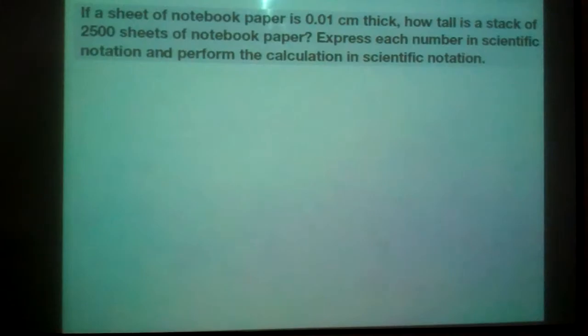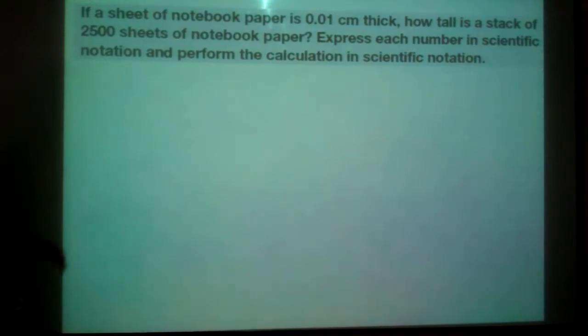Alright, so a couple examples for us. This says if a sheet of notebook paper is 1/100th of a centimeter thick, how tall is a stack of 2,500 sheets of notebook paper? Express each number in scientific notation and perform the calculation in scientific notation. So not only do they want us to put these numbers in scientific notation, they want the answer in scientific notation. So we have to put 0.01 and 2,500 into scientific notation.